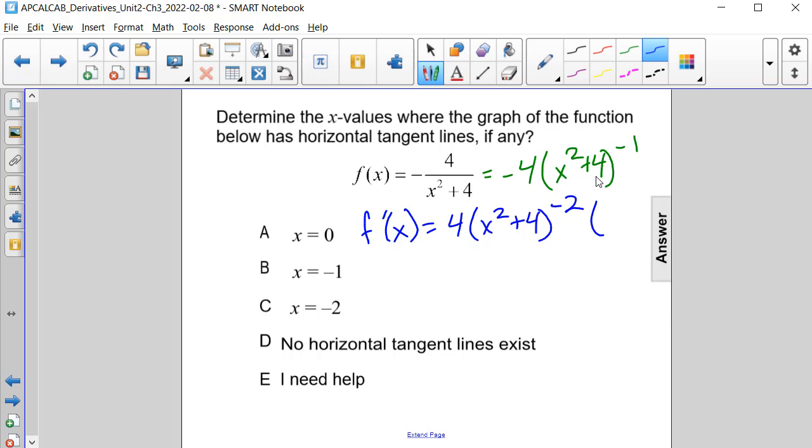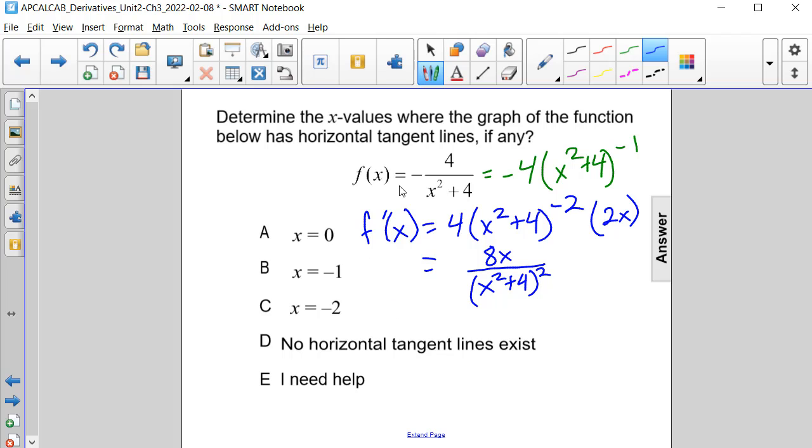And then we need to multiply by the derivative of what is inside of the parentheses by the chain rule. And that's going to be 2x. And then we can rewrite f prime of x as 8x divided by x squared plus 4 raised to the second power. So that's what f prime of x is.